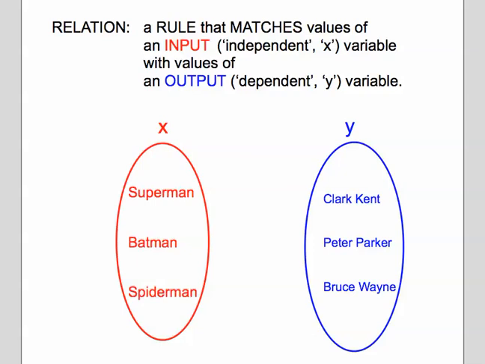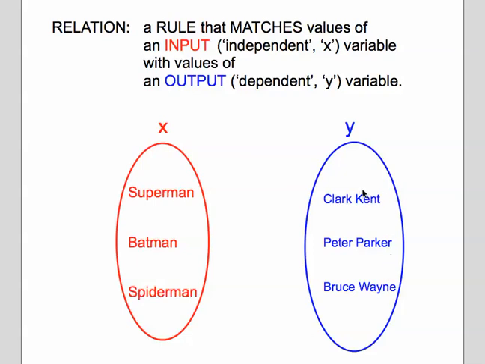To give you an example, let's say that we had this shape over here, this ellipse in red, containing all these different potential values of a superhero variable. A superhero could be Superman, could be Batman, could be Spider-Man. We're going to call that the input variable. And over here, we've got a different set of values. These are going to be our output values, and they're secret identities of potential superheroes. So Clark Kent is the secret identity of a superhero, so is Peter Parker, so is Bruce Wayne.